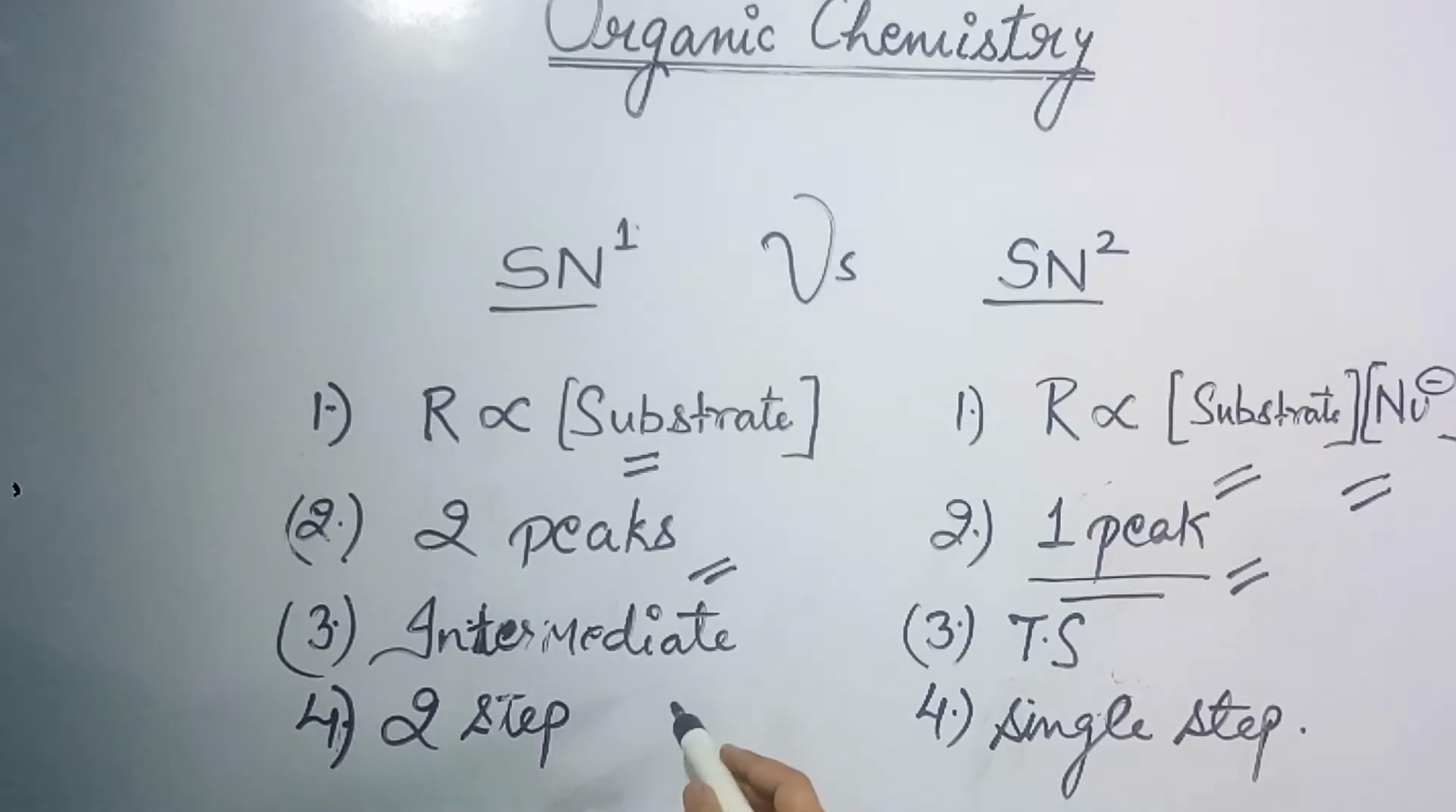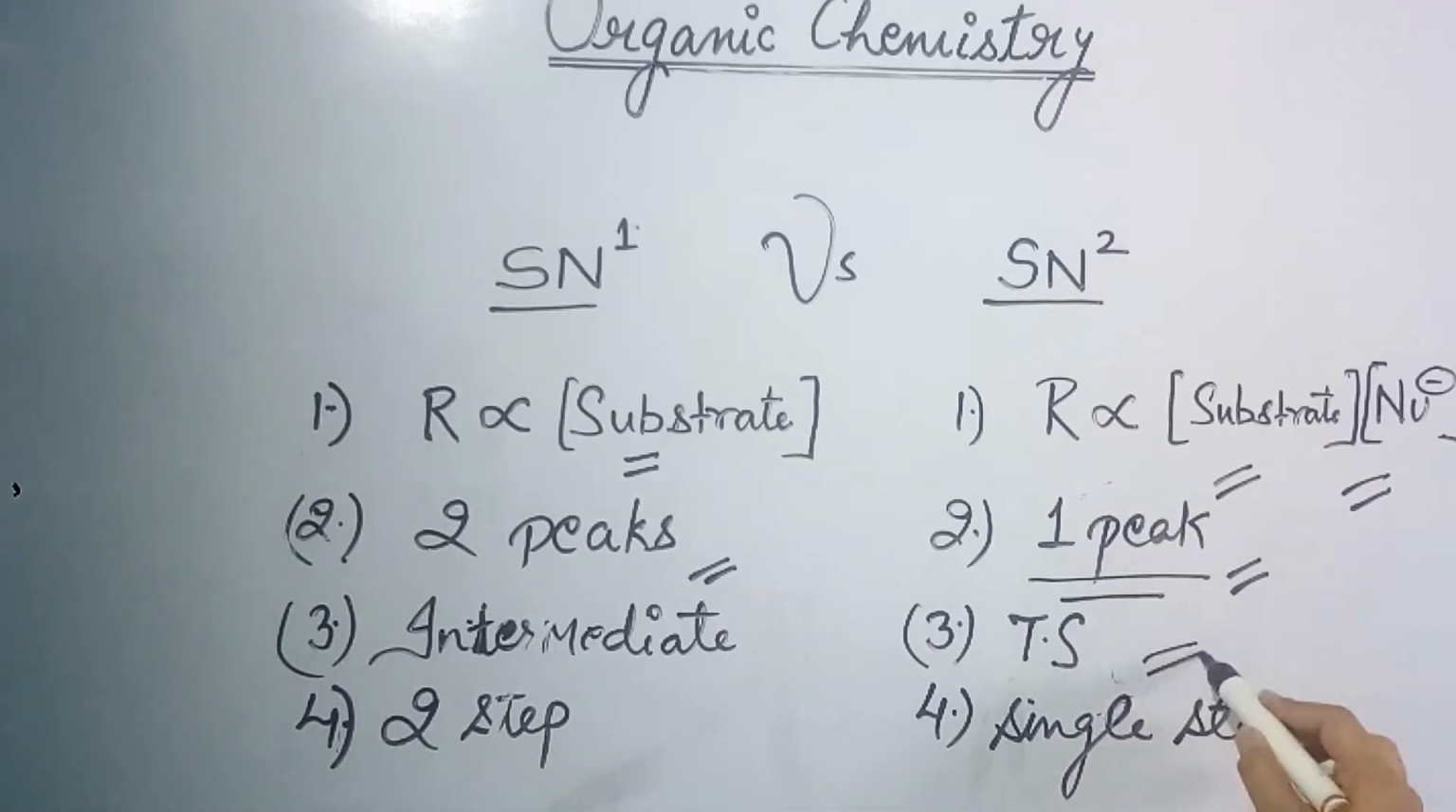The third thing is there was a formation of an intermediate, and in this case only the transition state was forming. The fourth is very simple. You can see this was a two-step reaction and this was only a single step. So this was all about the comparison between SN1 and SN2. Now moving towards our next topic, that is carbocations.